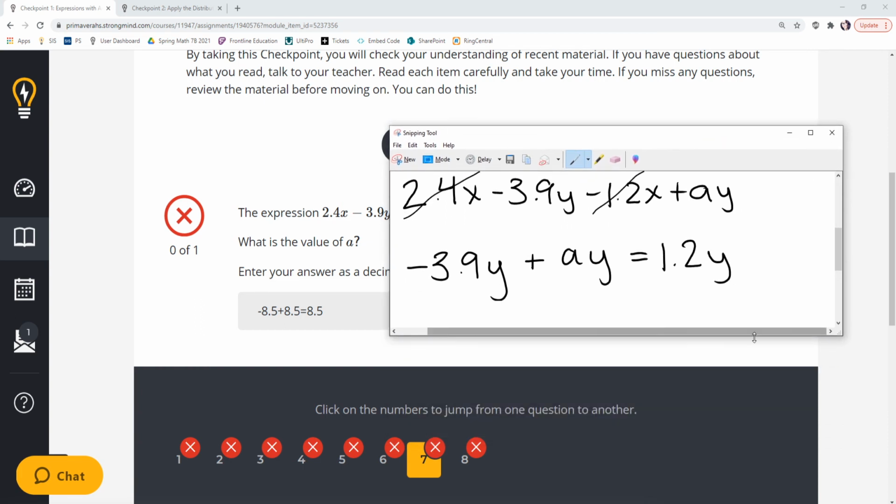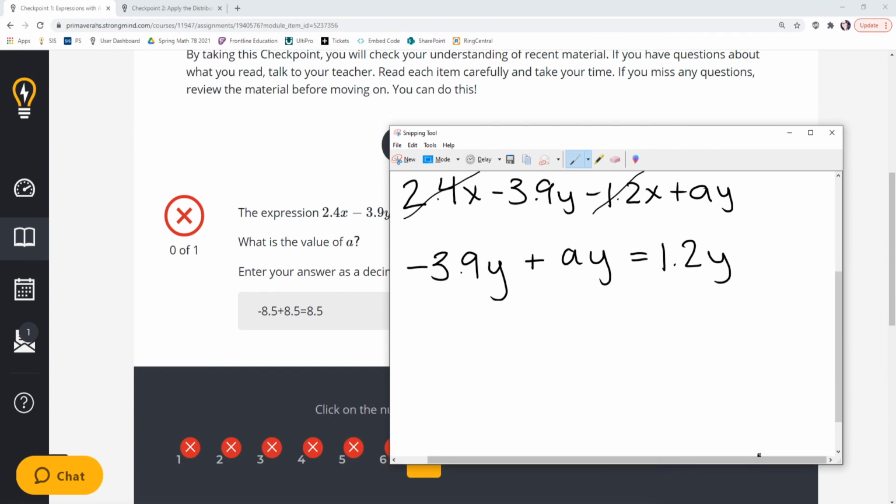Now remember that when we are combining our like terms, we're just combining our numbers and the variable goes along with it. So to make this look a bit simpler, I'm going to rewrite this without my y's. So I have a minus 3.9. I'm adding some number a, and when I add them together, it's going to give me 1.2. So from here, I need to figure out what a is. What number plus minus 3.9 is going to give me 1.2?